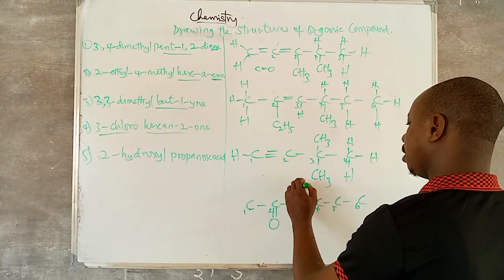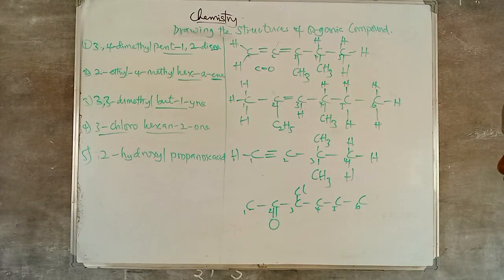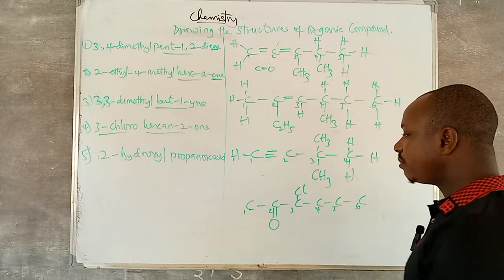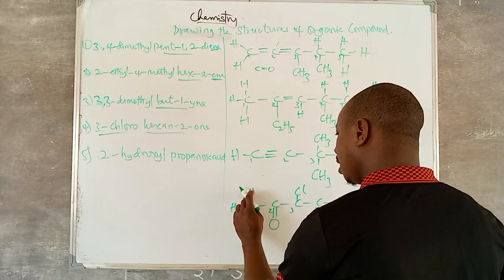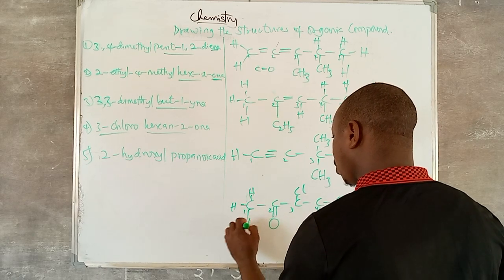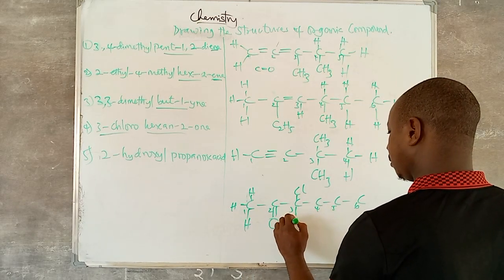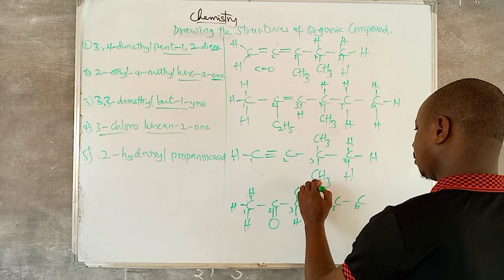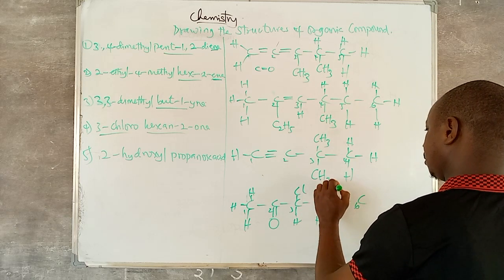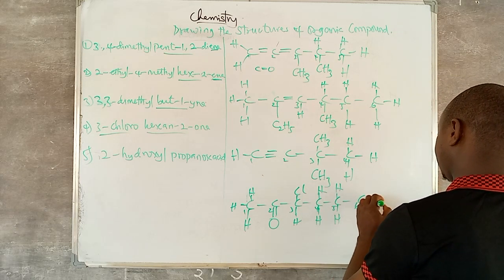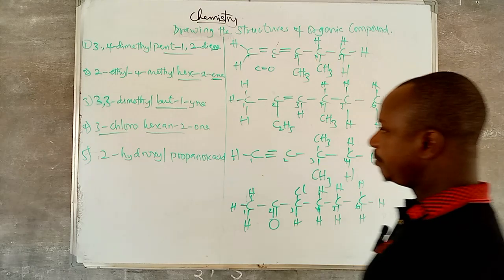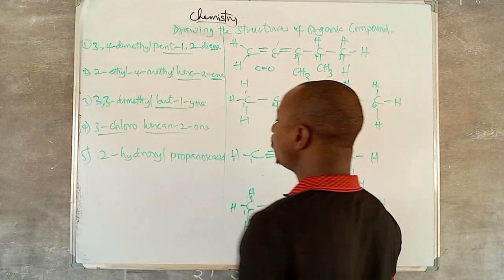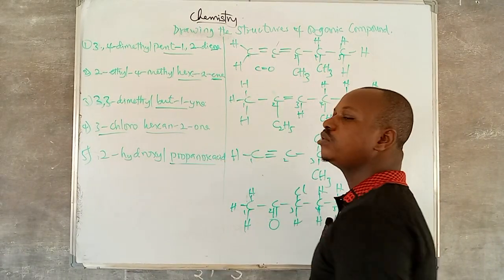So here now I go to the chlorine group. What is left? Nothing else except filling the others with what? Hydrogen. And then you are done. That is it: 3-chlorohexan-2-one. And lastly, 2-hydroxypropanoic acid. Always start from the root carbon.